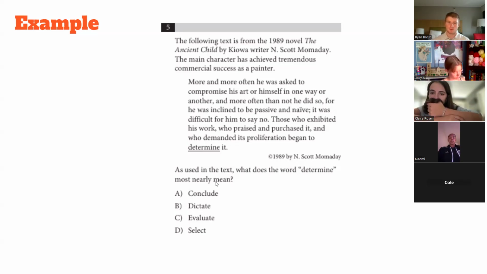Okay, so what does that mean? I would replace it with began to conclude it, began to dictate it, began to evaluate it, began to select it. Honestly, here I might want to read a tiny bit more just to see what these people were doing. So I might read the first sentence here as well. More and more often, he was asked to compromise his art or himself in one way or another. And more often than not, he did so, for he was inclined to be passive and naive. It was difficult for him to say no.